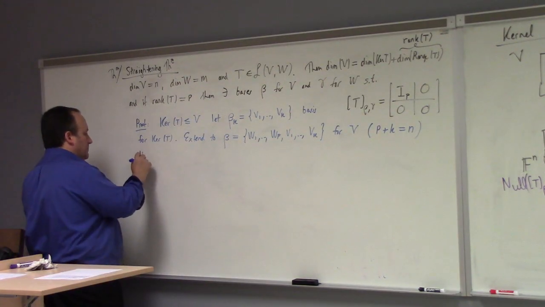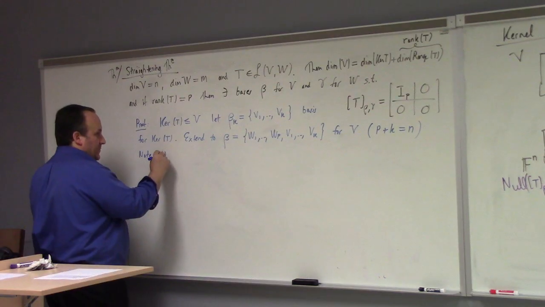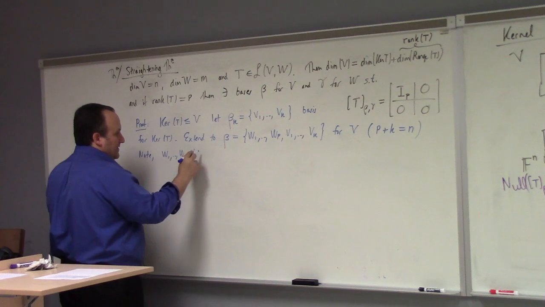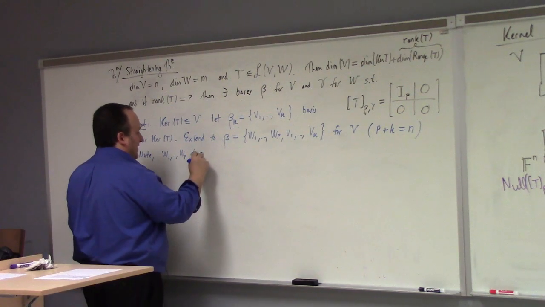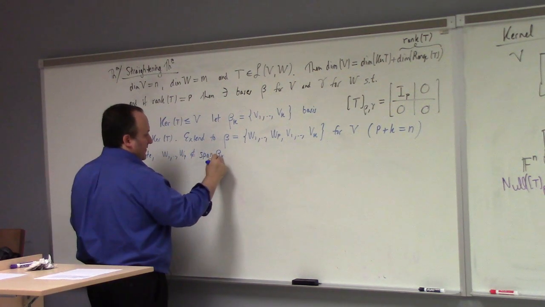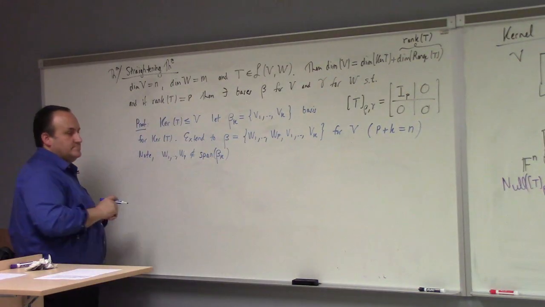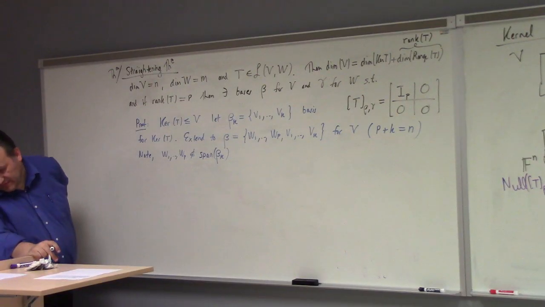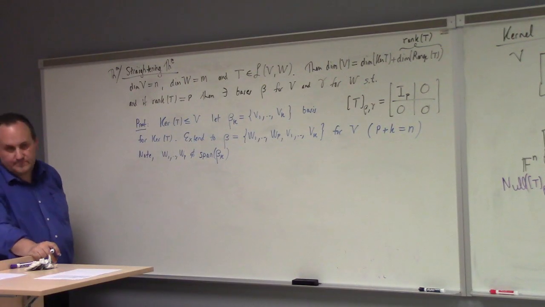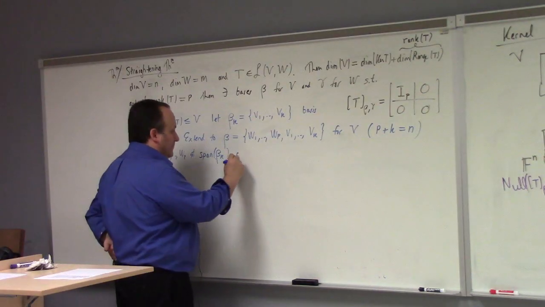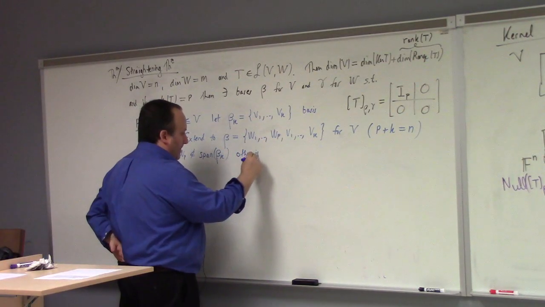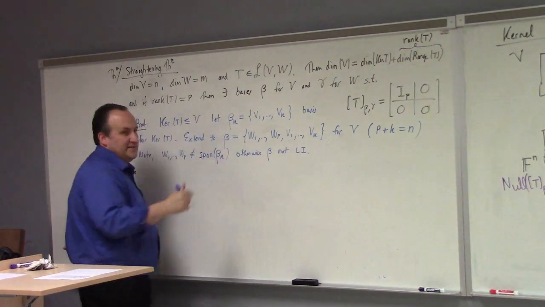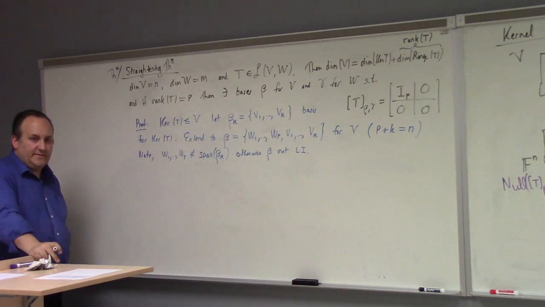Notice W1 through WP is not in the span of beta K, right? For if it was, if any of those were, what would that tell us? Beta not linearly independent, right? That would mean that we had a linear dependence amongst our basis. That can't be.